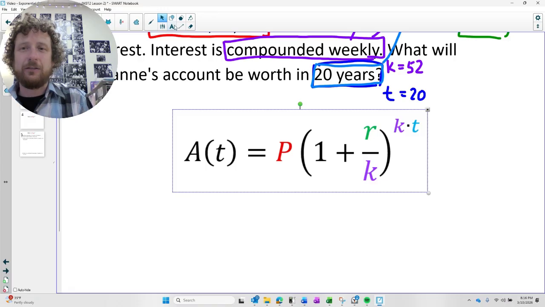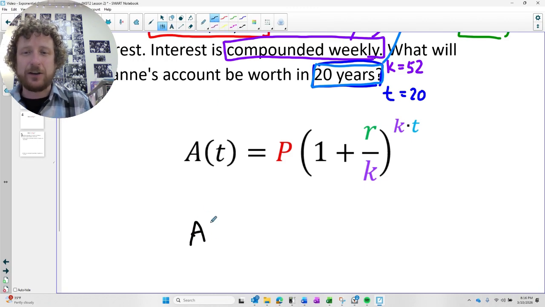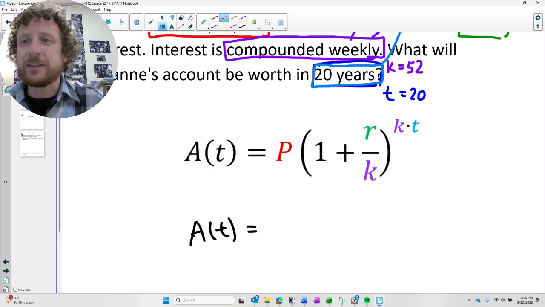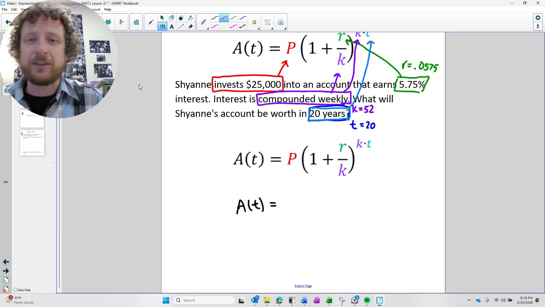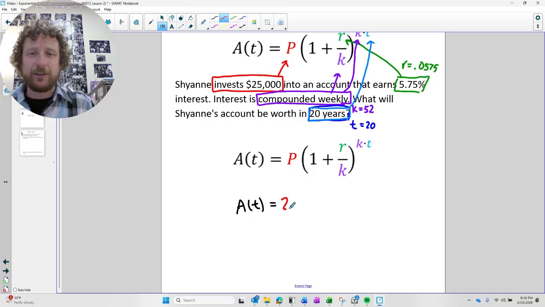So I have, nope, I don't want that. Okay, so I have A of T. I do not know what Cheyenne's final amount is, so I can't plug any number in there. I do know the principal. Let's zoom this out. View, zoom, let's go 125%. Sure, I can see all that now. Okay, so she invests 25,000. So I put 25,000 in for P.